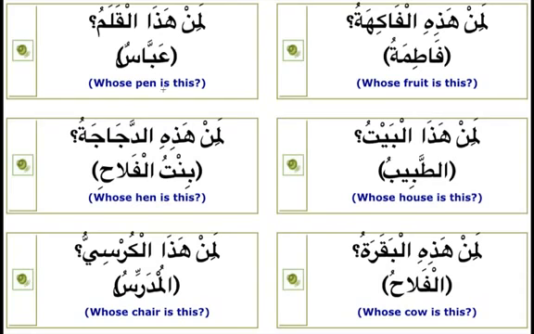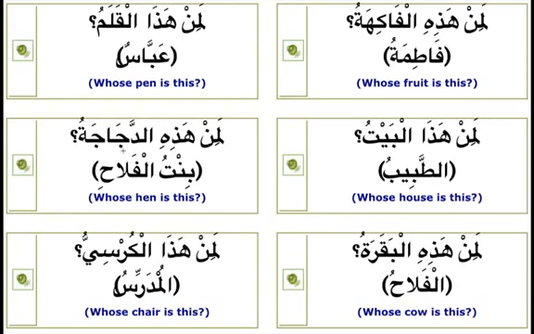Liman hadal qalamu. To whom does this pen belong? We got the answer here, Abbasun. How do we say? Hadal qalamu li Abbasin. Li Abbasin. Abbasun becomes Abbasin. So all your knowledge will come together in understanding the whole sentence properly, inshallah.